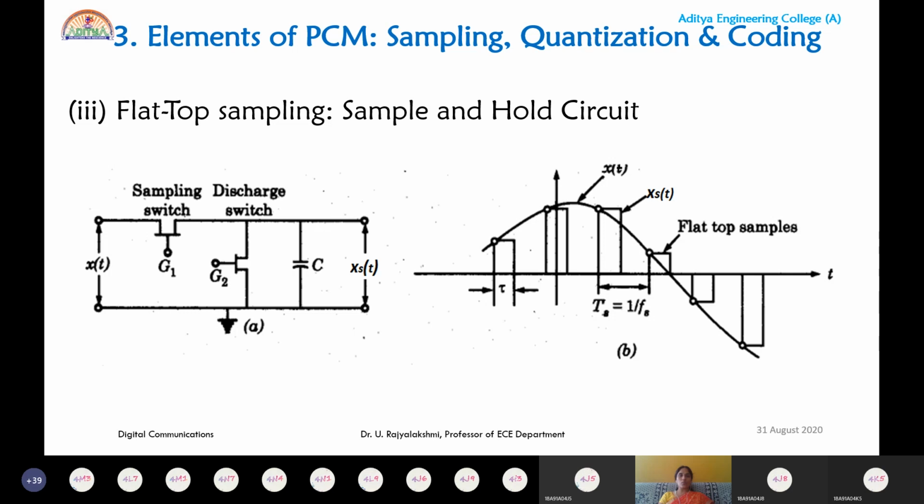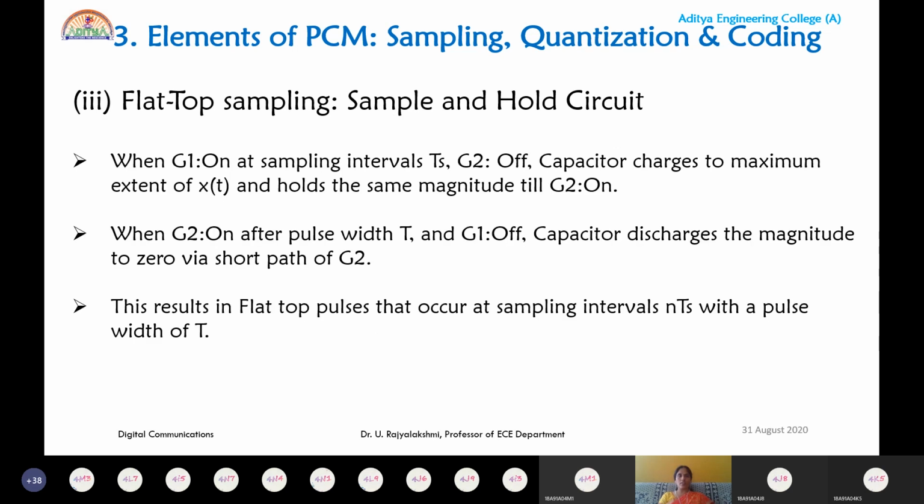Okay, so that's why you will get pulses of flat tops as the output of this sample and hold circuit. That's why this technique is called flat top sampling. This portion we studied in the last class. So finally, this sample and hold circuit is able to generate pulses of constant magnitude. So this is all about flat top sampling.